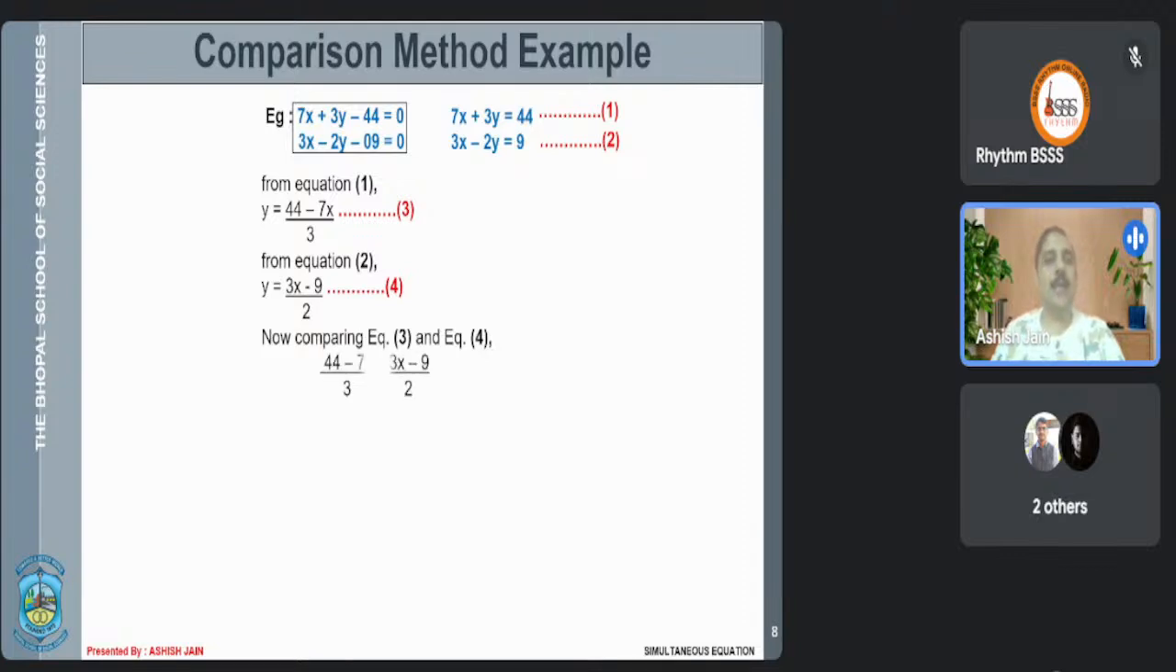So we will write, now comparing equation number 3 and 4. Please see the way I am solving the problem. You also have to solve it in this same sequence and in this same way. Then only you will get full marks.